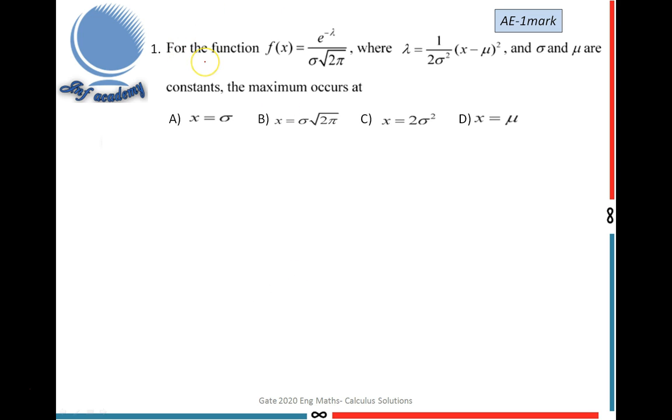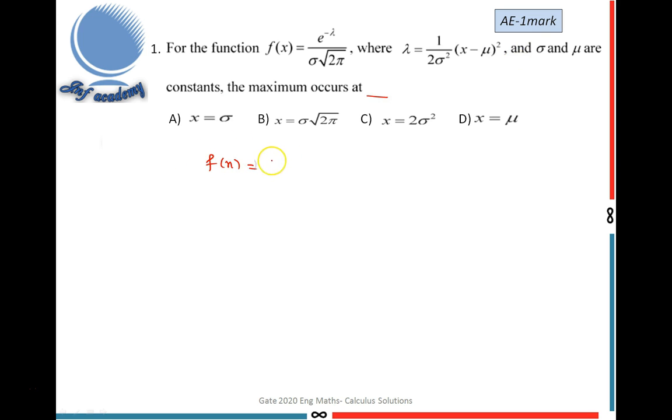The first problem is: for the function f of x, one function is given, where the lambda value is also given. Sigma and mu are constants. The maximum occurs at what point? You have to find the value of the point. This question is from the AE department. It has 1 mark.